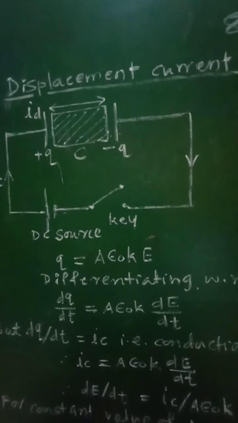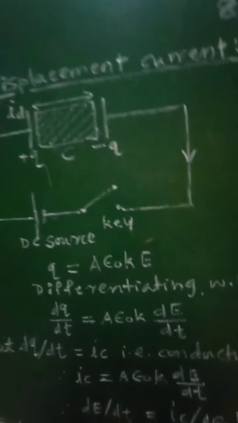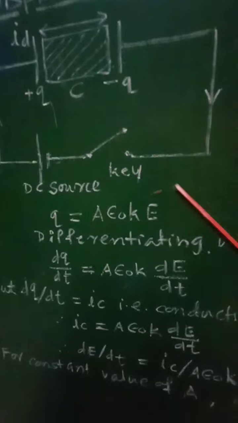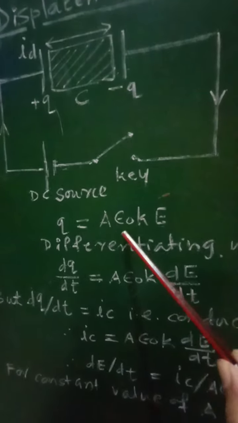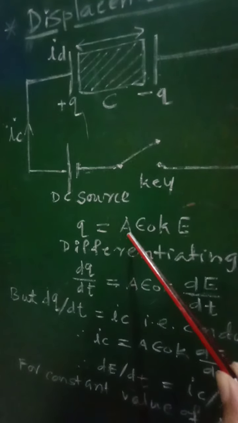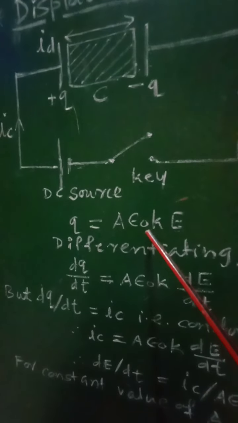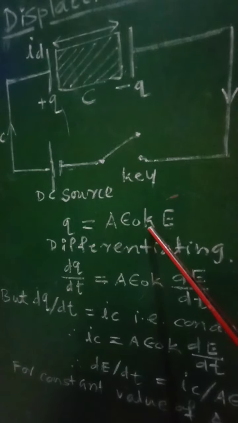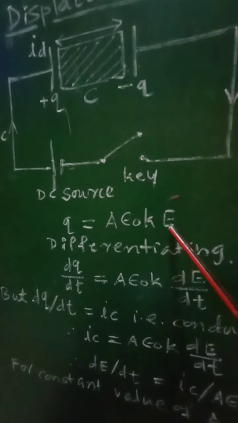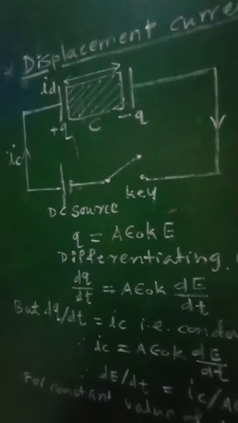That charge Q is given by the formula Q equal to A epsilon 0 K E, where A is the area of the plates of the capacitor, epsilon 0 is the permittivity of free space, K is the dielectric constant of the dielectric medium, and E is the electric field.